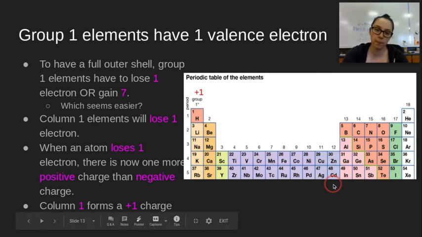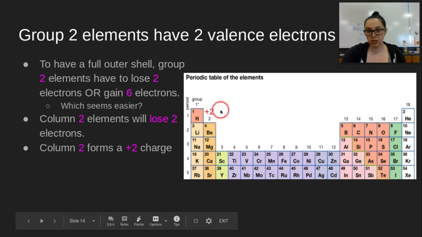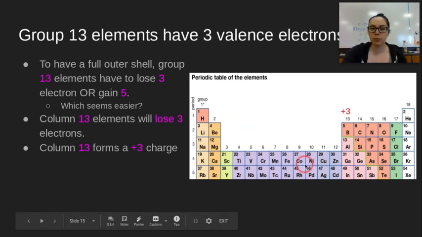Okay, cool. Group 2, what's the trend here? Group 2 elements either have to lose 2 electrons or gain 6 to get a full shell. Which one seems easier? Losing 2, saying, go away, I already have a full shell just waiting for me. I don't need you. So they'll lose 2, which means they form a +2 charge. There's that +2 right above that column. Make sure you write that down. Now we're skipping the transition elements because the transition elements are funky. They're weird.